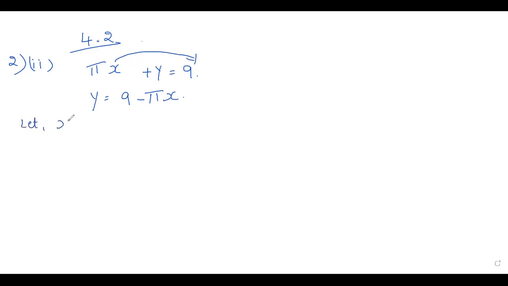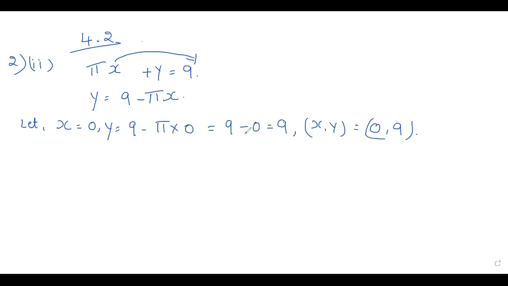Let x is equal to 0. Then y is equal to 9 minus pi into 0. That is equal to 9 minus pi into 0 is 0. The answer is 9. So what are the values here? X comma y is equal to, we had taken x as 0. We got y, that is 9.